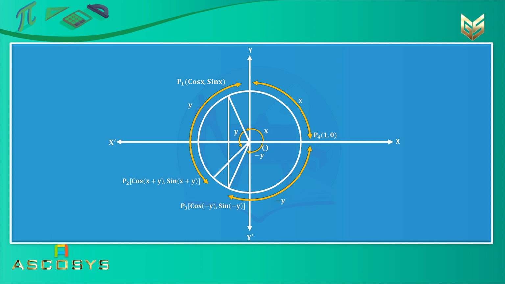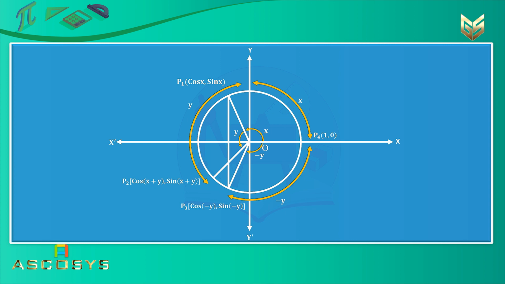Now we know that a point P can be represented as cos x and sin x. Since for P1 the angle is x, the coordinates of P1 will be cos x, sin x. For the point P2, the angle subtended is x plus y, therefore P2 will be cos(x plus y), sin(x plus y). For P3, it will be cos of minus y and sin of minus y. And point P4 is simply (1, 0). Now that we have this unit circle and the different points on it, we will try to prove our identity.